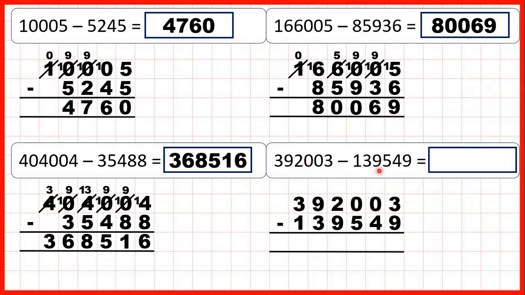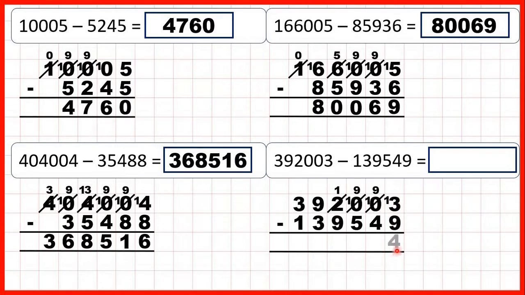Now for our last question, we have 392,003 minus 139,549. 9 is larger than 3, so we go to the left, we have a 0, go to the left again, we have a 0, so we go to the left again. 1 less, 1 in front, 1 less, 1 in front, and again 1 less, 1 in front.